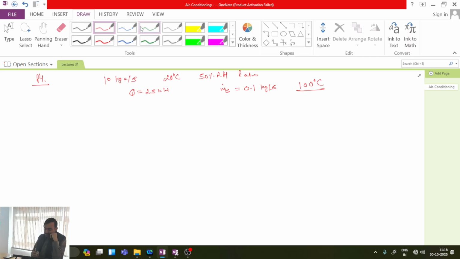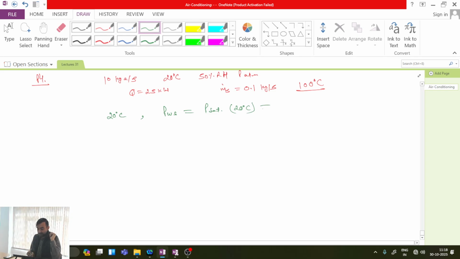What will be the solution step? Tell me. You should be able to tell. First, at 20 degrees Celsius, I must calculate the value of PWS, which will be P sat at 20 degrees Celsius. Already I have given it in the previous problem. Given or not? 40. Okay, that was for 40. Let me give it. 0.023389.